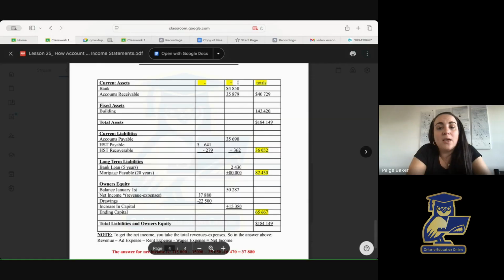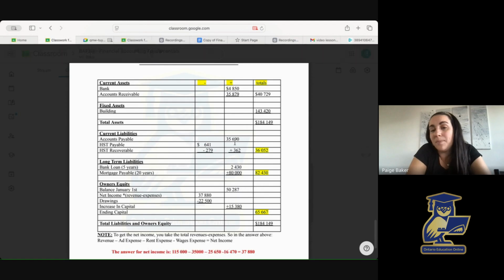So again, I'm putting those values into this column here because this is my addition column, and I'm going to have a single underline to show that I'm adding these two values for a total of $36,052 in current liabilities, sorry.